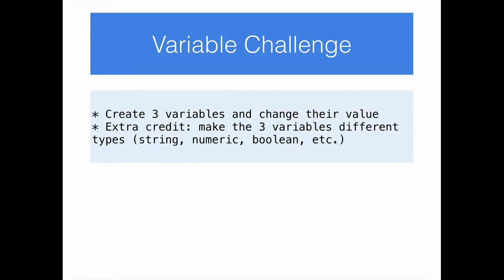So here's the variable challenge. We want you to create 3 variables and change their value. If you're so inclined to do a little bit more work, make the variables different types. So make one string, one numeric, and the other a Boolean, so true or false. If you're confused, go ahead and check out the next lecture where we'll solve it together.